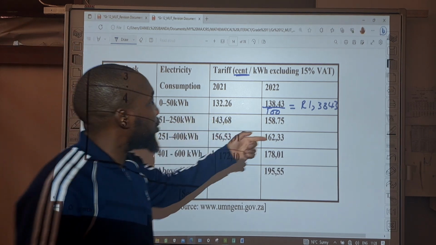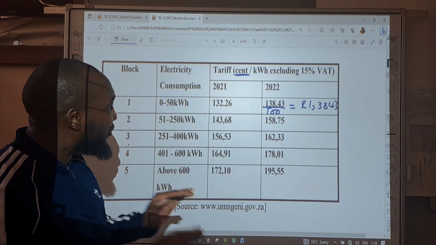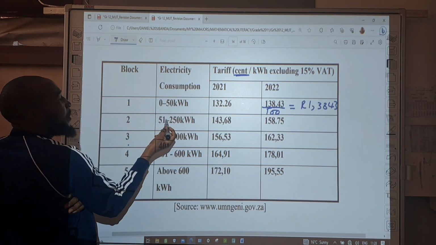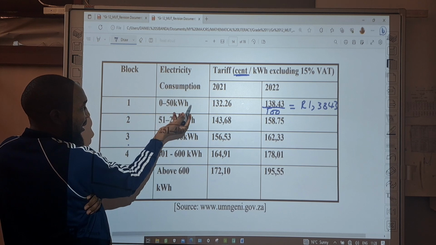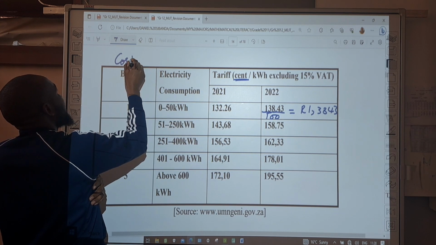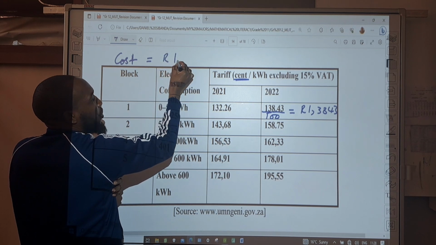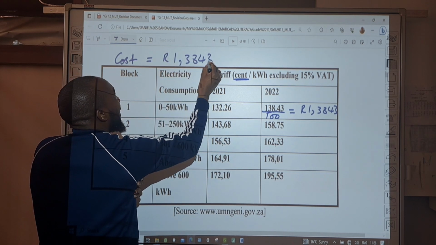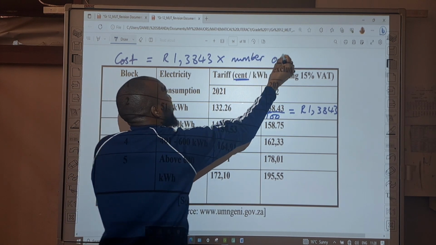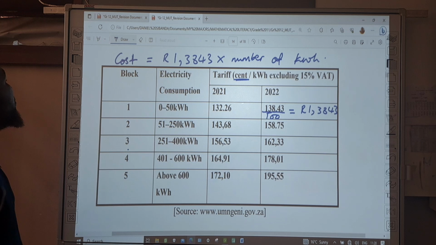Please do not round off yet. My advice is normally you round off your answers at the end. So for now, we are going to use them as they are. We round off the final answer only. So if I were to write the equation, if somebody uses 0 to 50 kilowatt hour, how would they calculate their cost? The cost of using the electricity is going to be the price of 1 rand 3843, multiplied by the number of units they have used. That is the formula. Then you are going to get your 2 marks.